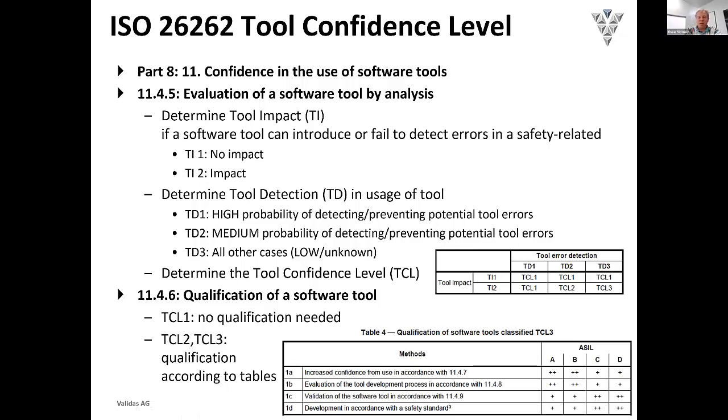So TCL1 is something like, if VerifySoft would say that CTC is TCL1, this would mean don't trust this tool, because you have to detect all potential errors with a high probability. This is not a good selling argument. So TCL1 is not a good selling argument, and I'm very happy that CTC is a TCL3 tool.